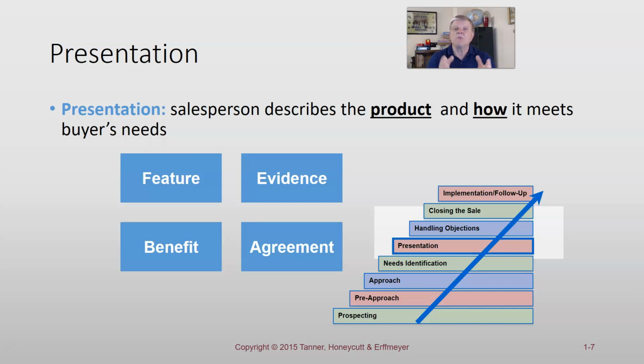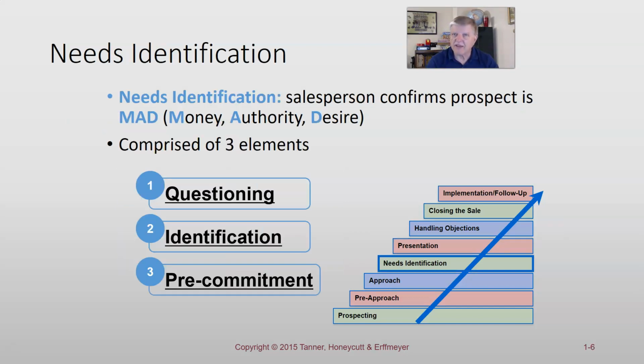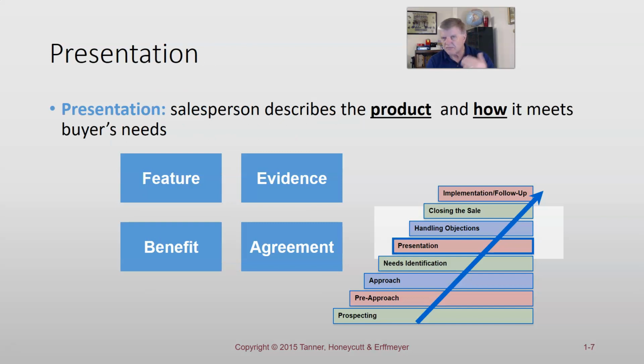But somewhere along the line, I'm going to have to do a presentation that describes the product and shows the buyer's needs. It might be a demonstration, it might be videos, it might be PowerPoint. There are a lot of different ways that I can present things. But I'm going to talk about the features of the product, the advantages they give, and how that benefits the customer, and it provides solutions to the problems that were brought up under the needs identification. If all of a sudden I start talking about stuff that doesn't apply to them, I'm going to lose them. So I have to stay focused on that presentation.